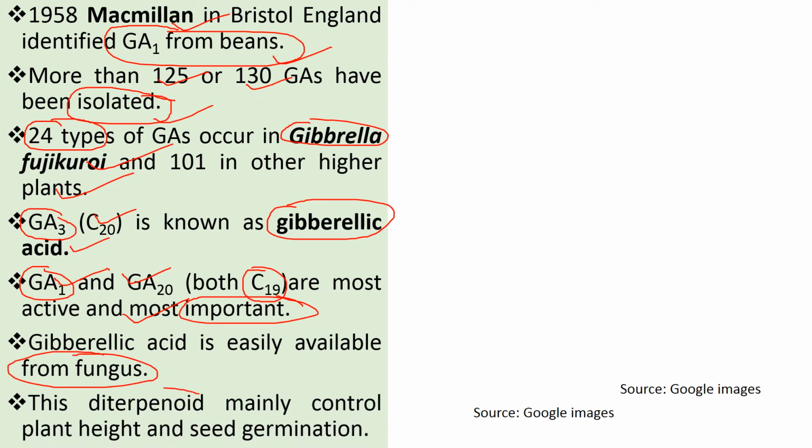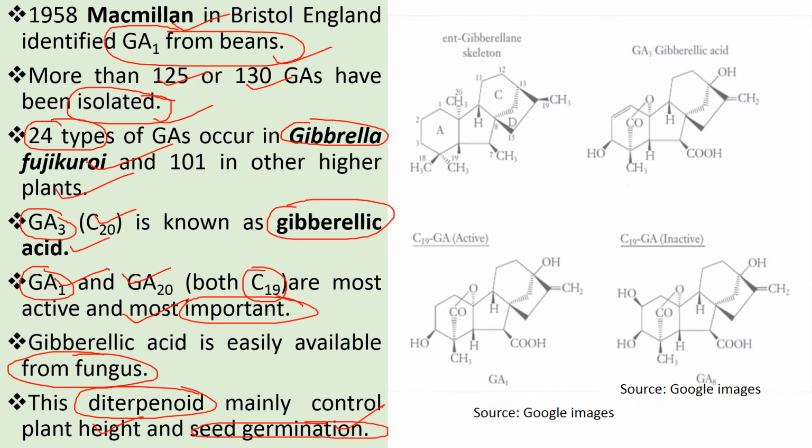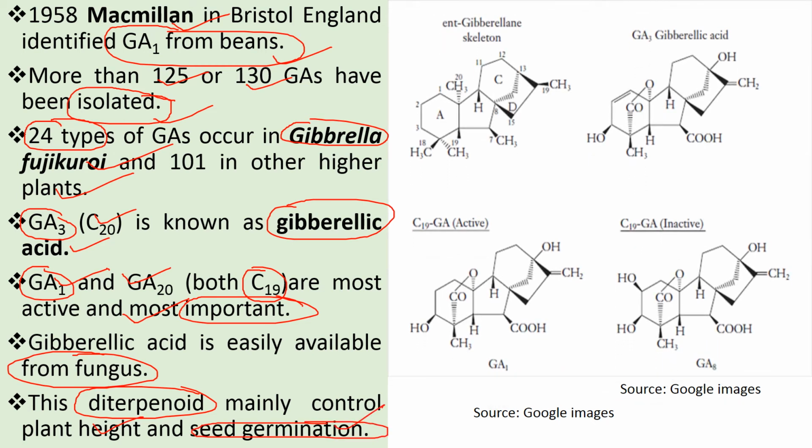And chemically it is a diterpenoid, mainly controlling the plant height and seed germination that we have discussed in the starting slide. So these are some structures of GAs. This is the active form of this GA, and this is the inactive form of this GA. This is the 19 carbon containing gibberellic acid. So this is GA1 and this is GA8.